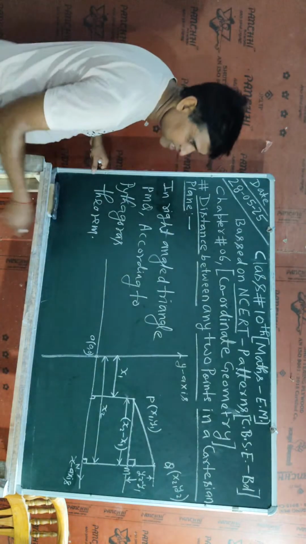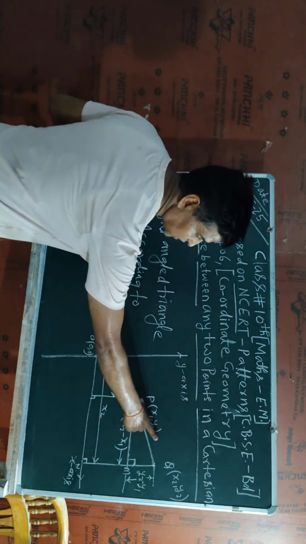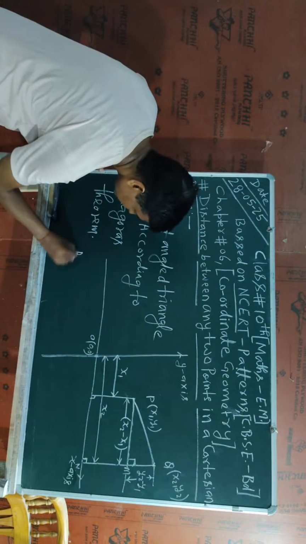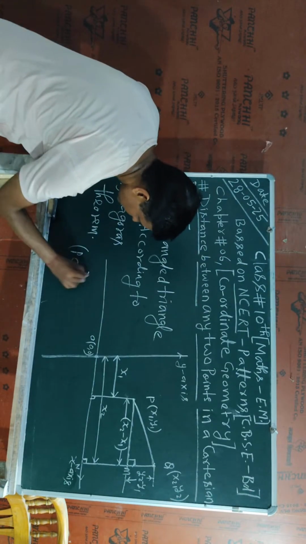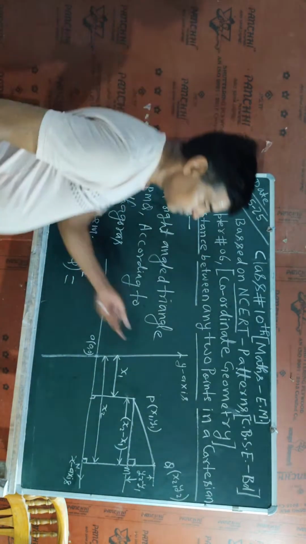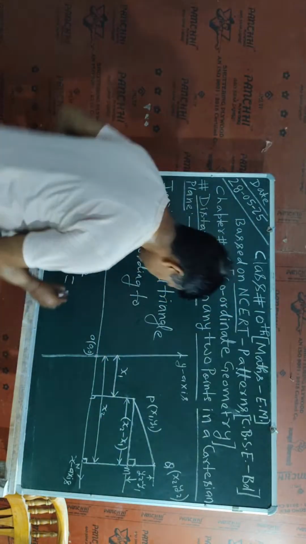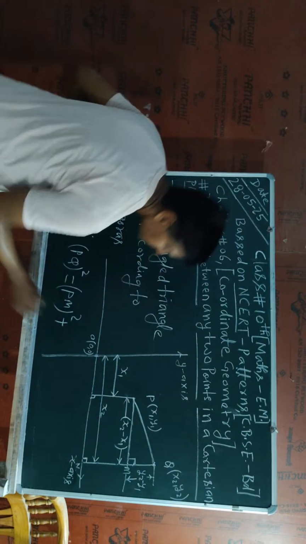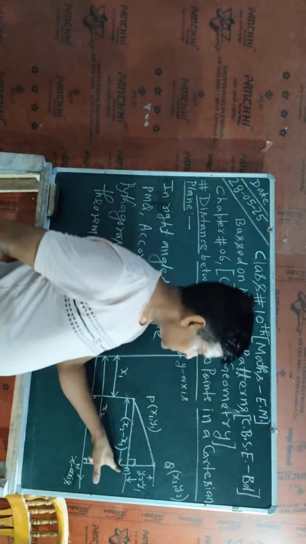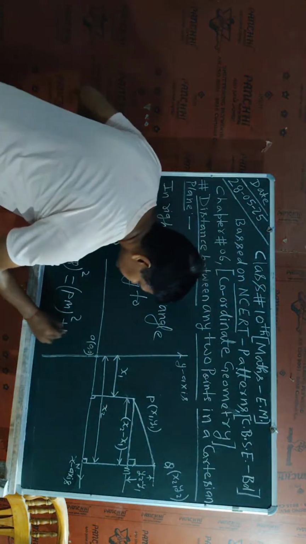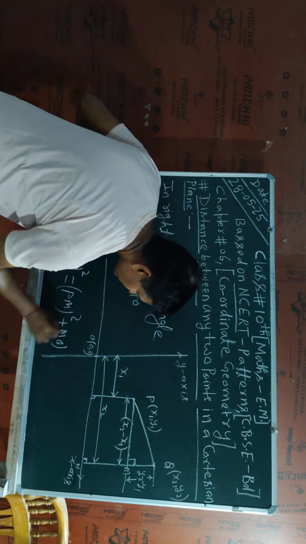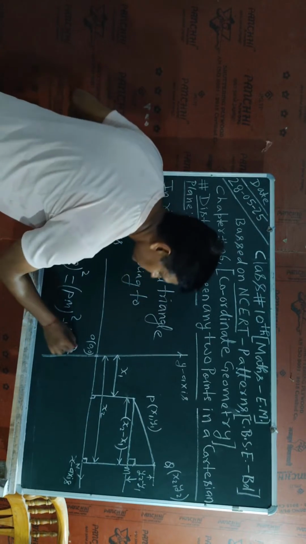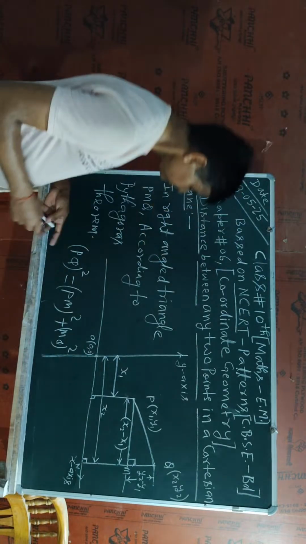So Pythagoras theorem is: hypotenuse square, PQ whole square, is equal to base PM square plus MQ square. So this is what I have here.